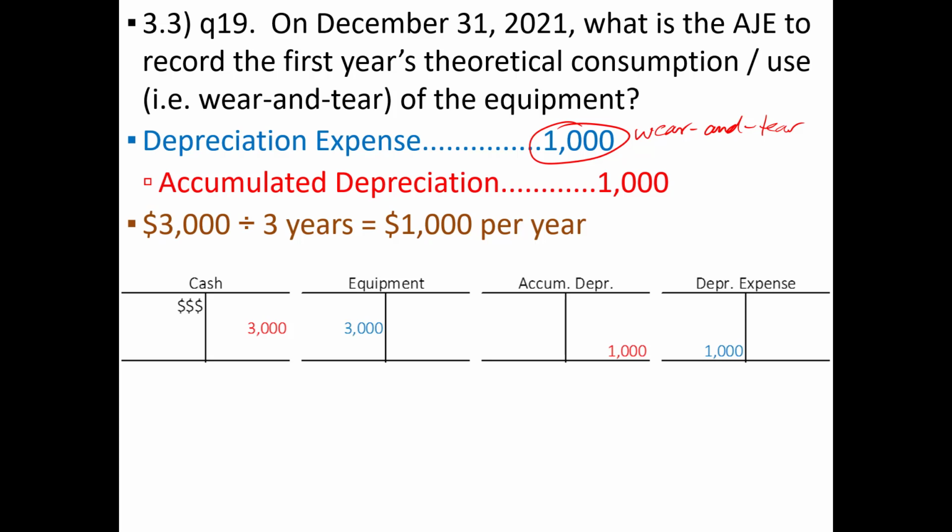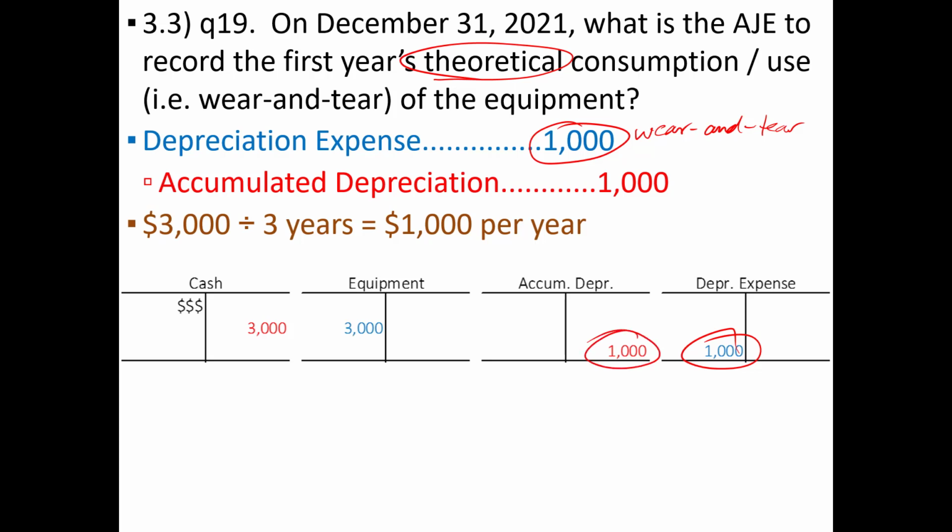It's theoretical. We don't know for sure how much value we've lost or consumed of an asset like this. We're just making a guess. We are guessing $1,000 has been consumed. We know the value's gone down. That's why we call it depreciation. But we don't know how much.